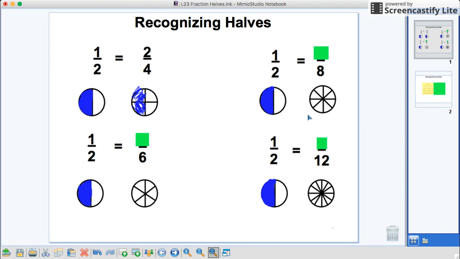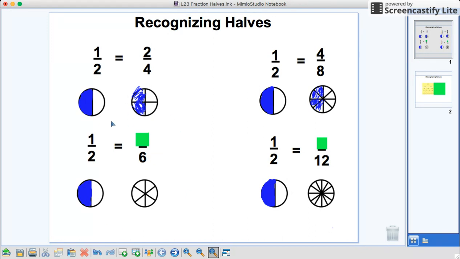Welcome back. You should have colored in 1, 2, 3, 4. So 1/2 also equals 4/8. Let's look down here at the third one. We have 1/2 and the denominator of 6.